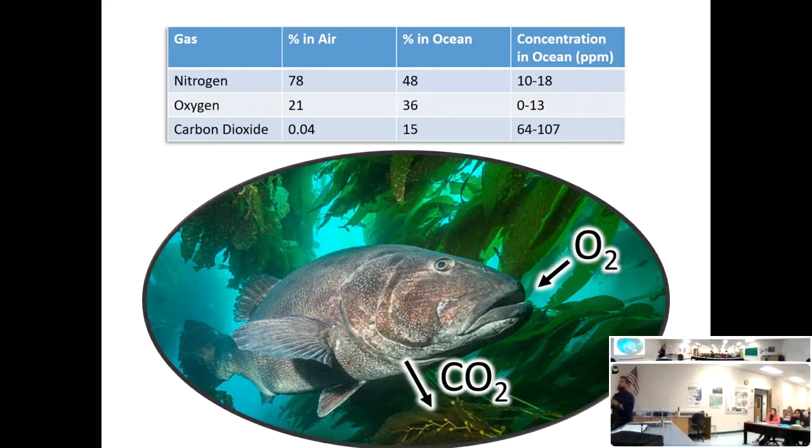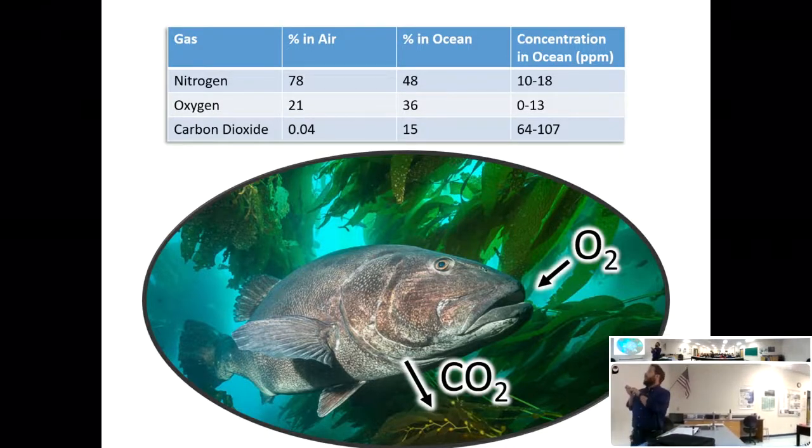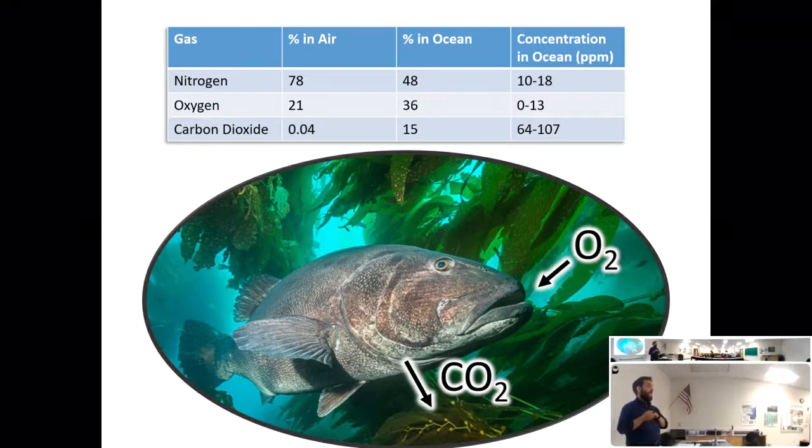This is the actual concentration, though, in the ocean water, in ppm. So nitrogen is only 10 to 18 ppm. Look at this, oxygen is only up to maybe maximum 13 ppm, parts per million. So that means if you have a million H2O molecules, you only have maybe 13 oxygen molecules mixed in with that. Isn't that crazy? Think about that, because the fish, they need that oxygen, right? So oxygen in the water is a big, big deal for marine life. There's not really very much of it, and a lot of marine life needs that oxygen, right?